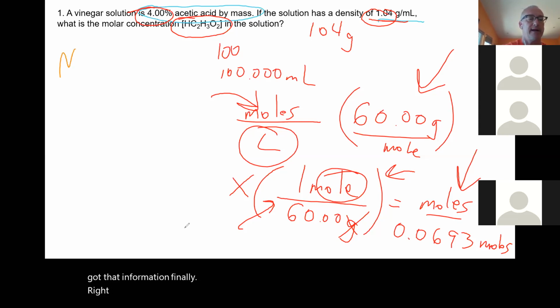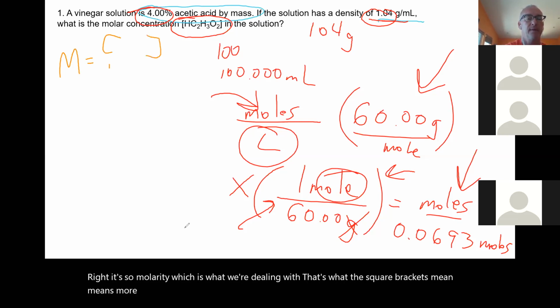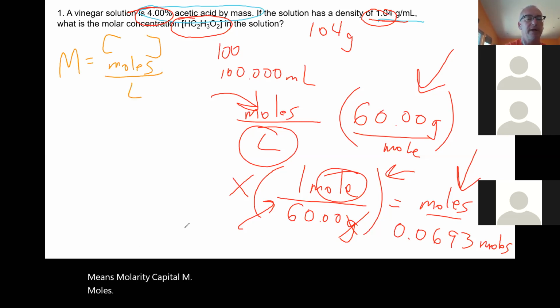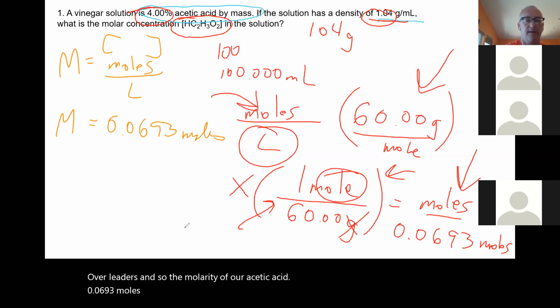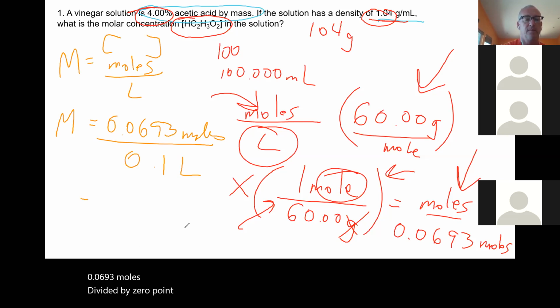So molarity, which is what we're dealing with, that's what the square brackets mean, capital M, is moles over liters. And so the molarity of our acetic acid is 0.0693 moles divided by 0.1 liters. So what's the molarity of our acetic acid?